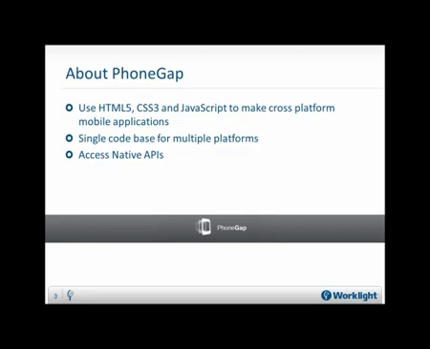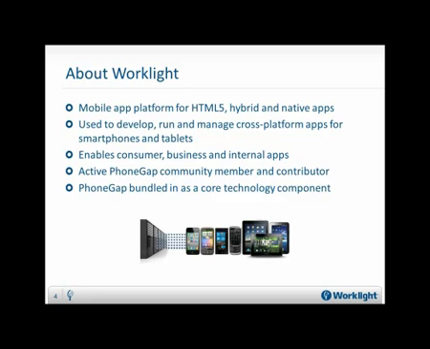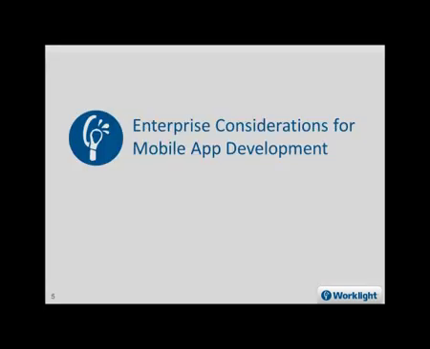Worklight, which is a proud member of the PhoneGap community, provides a mobile application platform and associated tools that address the entire life cycle of an enterprise mobile application. Worklight enables organizations to develop, run, and manage HTML5, hybrid, and native apps across devices. Its technology bundles in PhoneGap, and we will see how that is done and what the added benefits are that Worklight provides the enterprise. And with that, I'd like to introduce Ron Perry, Worklight CTO.